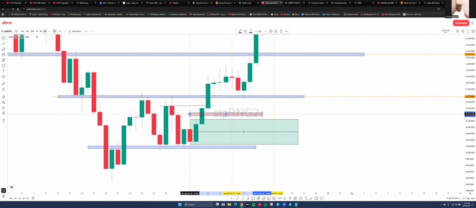I'm going to move it closer. Yeah, so you see where exactly it is. This other block is not that. Okay, it's cool. Let's leave it. Now, what else do we see? We see another fair value gap here. Another fair value gap here.